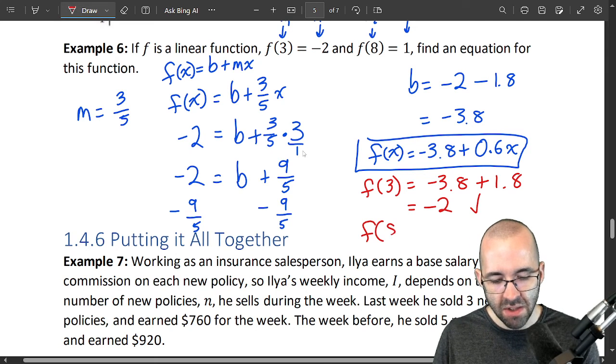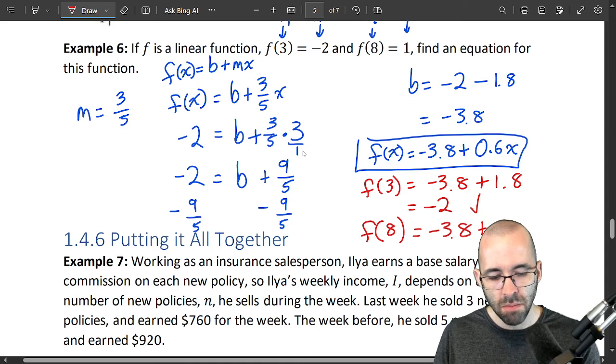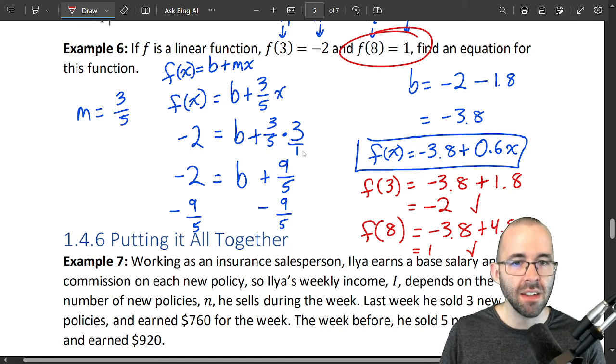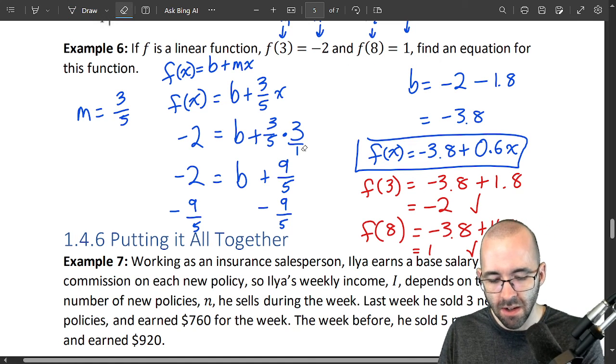And likewise, if our input's 8, we get -3.8 plus 0.6 times 8, that's 4.8. When you add those together, you get a +1. Great. We wanted an input of 8 to give us an output of +1. So we know we're right.